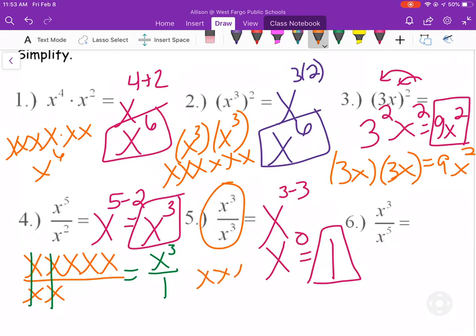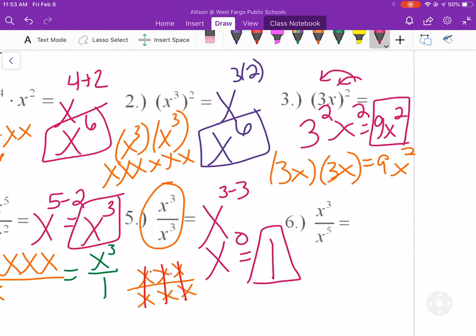You have x cubed divided by x cubed. So each x simplifies with an x on the bottom to equal 1, and 1 times 1 times 1 is just 1. So anything divided by itself equals 1, anything to the 0 power equals 1.